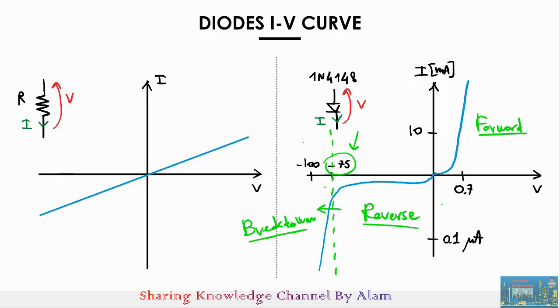It's important to note that while normal diodes will break in the breakdown region, there are some types of diodes, like the Zener diode, that are designed to operate in this region, and we'll talk about them later.